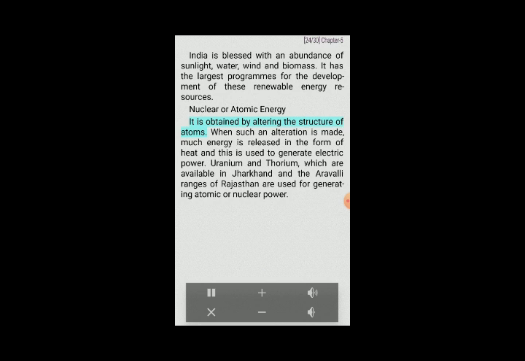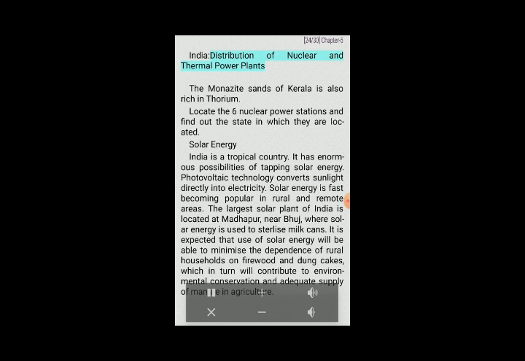Nuclear or atomic energy. It is obtained by altering the structure of atoms. When such an alteration is made, much energy is released in the form of heat and this is used to generate electric power. Uranium and thorium, which are available in Jharkhand and the Aravalli ranges of Rajasthan, are used for generating atomic or nuclear power. India: Distribution of nuclear and thermal power plants. The monazite sands of Kerala are also rich in thorium. Locate the 6 nuclear power stations and find out the state in which they are located.